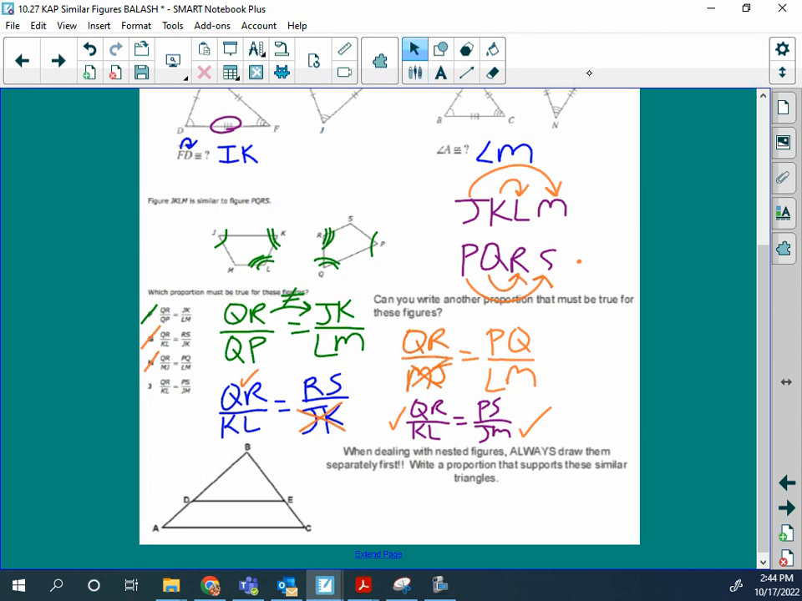Let's highlight this because I know a lot of you guys are going to want to highlight. Okay, so it went QR, which is this one right here, QR over KL. And so see how it went 2 to 3, 2 to 3, so we were good so far? Now it went PS back to the original shape over JM. So 1 to nothing, 1 to nothing, and so it works.